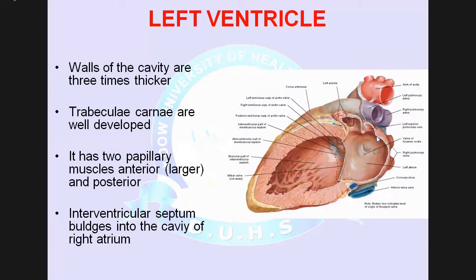You can see the left atrium over here. It receives the pulmonary veins, and anterior to the atrium, you would find the much smaller left auricle.